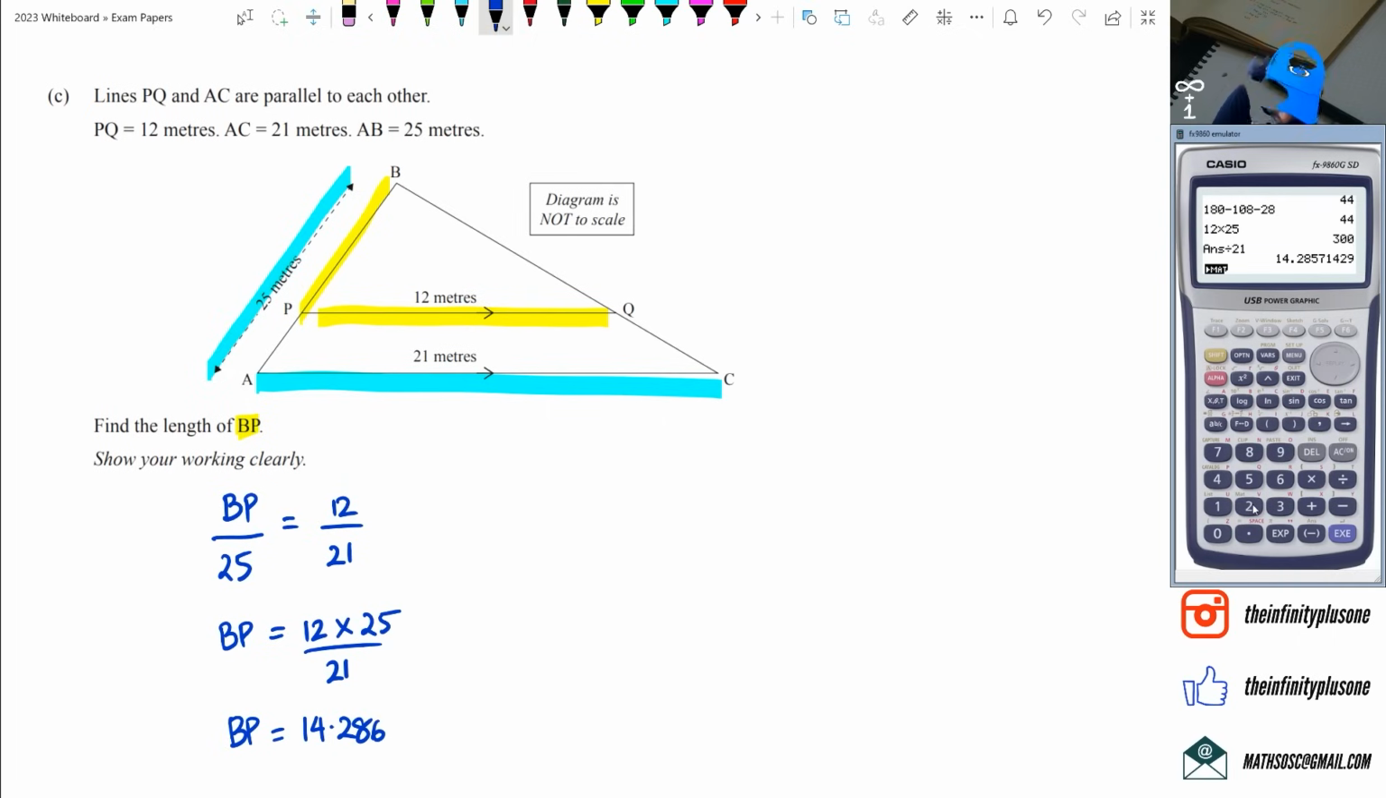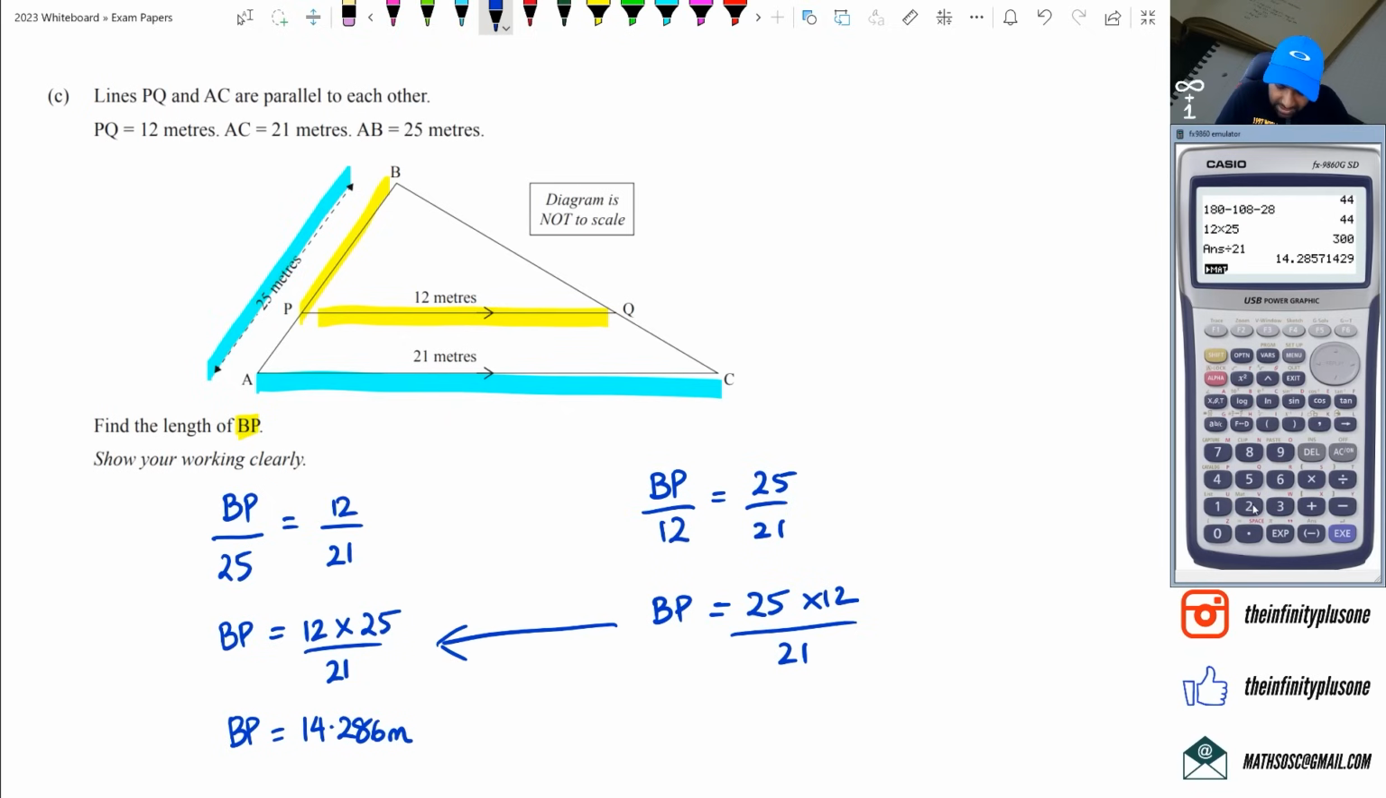286 meters, yeah. Now if I had done it the other way, so if I did BP over 12 equals 25 divided by 21, then I'm going to get BP is equal to 25 times 12 over 21. And as you can see, it is exactly the same as this.